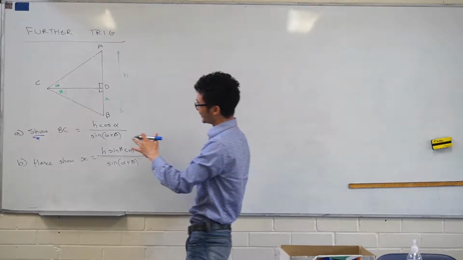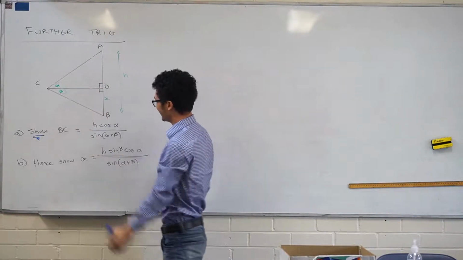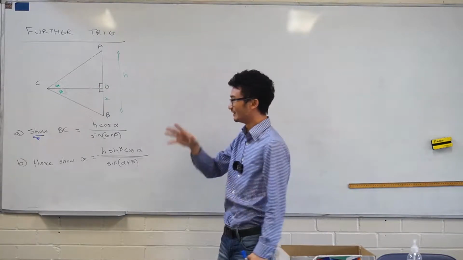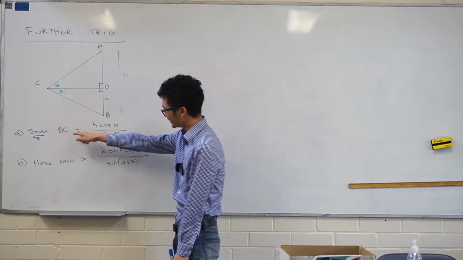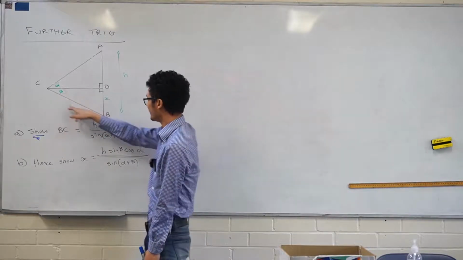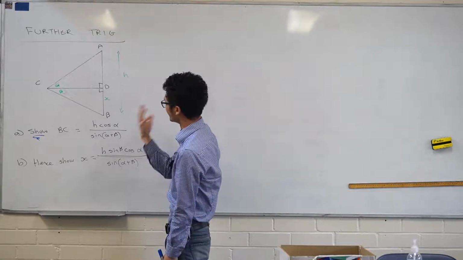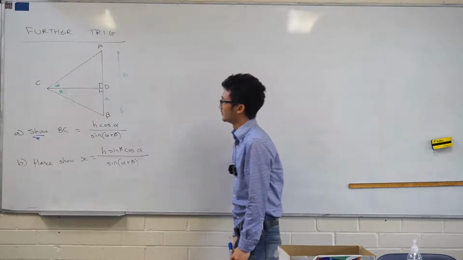Well, when I'm looking at this, I've got this triangle here, I've got all of these labeled sides, A, B, C, and D. I even have some angles and some lengths, and to be honest, it's a little bit overwhelming with all the information we've got going there. Let's try and filter it out a bit and see what we're asked to show. We're asked to show that BC, so this line here, is equal to h times cos alpha, so h cos alpha, all divided by sine alpha plus beta.